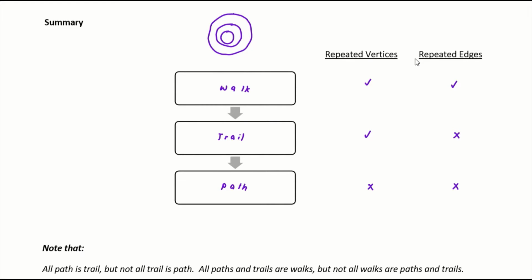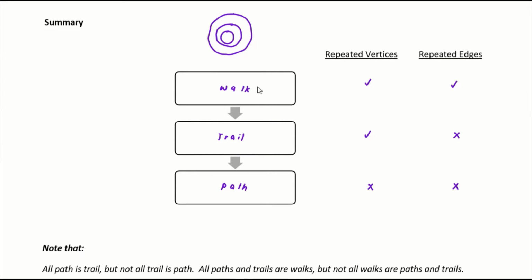When we give a name to a walk, we always use the most accurate name that we can. For example, if you can see that it's a path, then we will always use path rather than trail or walk. All right, so that's the idea.